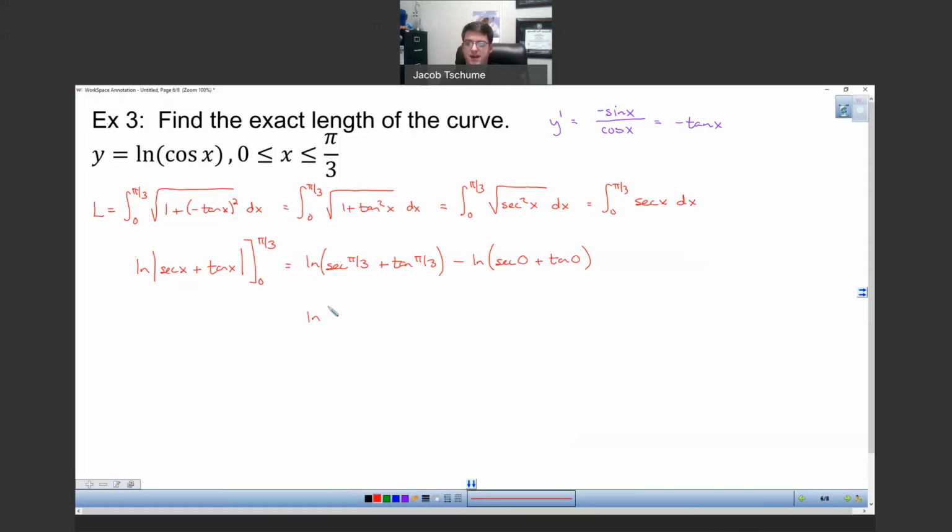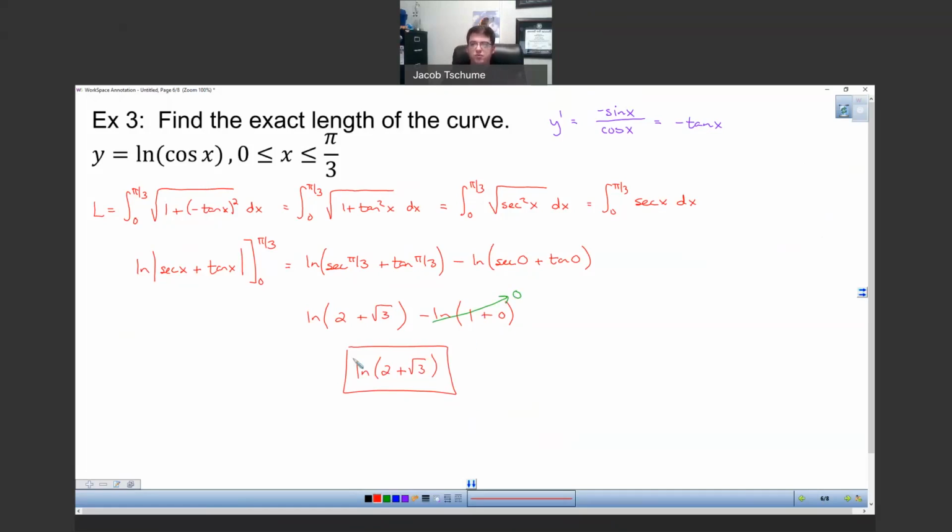All right, so this will become the natural log of, let's see, cosine of pi over 3 is a half. And so if you flip that over to get secant, that would be 2. And then tangent pi over 3 is root 3. Minus the natural log of cosine of 0 is 1. So flipping that over keeps you at 1. And then tangent of 0 is 0. Well, that's actually really nice because the natural log of 1, which is what the last piece becomes, that whole thing goes to 0. And you end up with a final answer of the natural log of 2 plus the square root of 3. And that is the exact length of this function here.